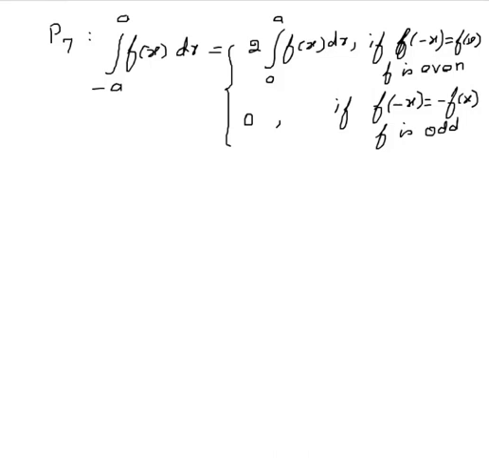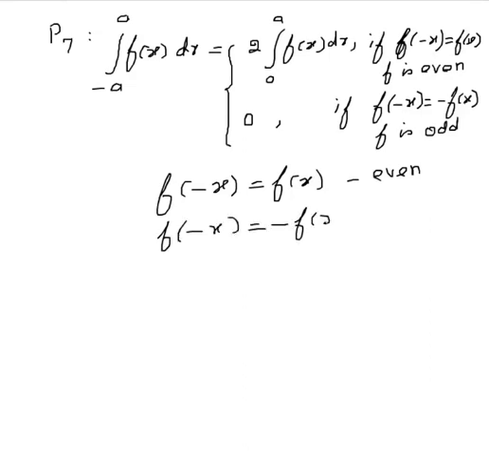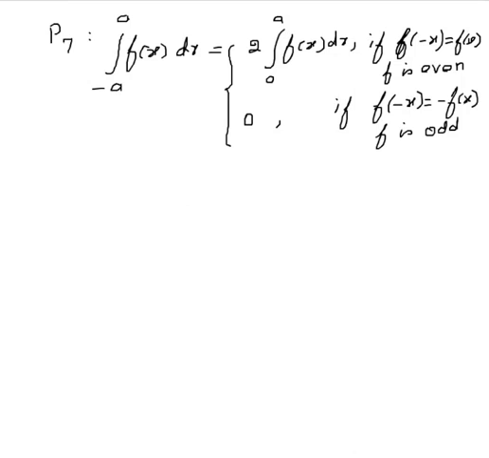So these are the definitions of even function and odd function. If f of minus x is plus f of x, then it is an even function. For example, y is equal to x square. X square is an even function. And if f of minus x is minus f of x, then it is an odd function. Example is x cube is an odd function. Let us prove this property.